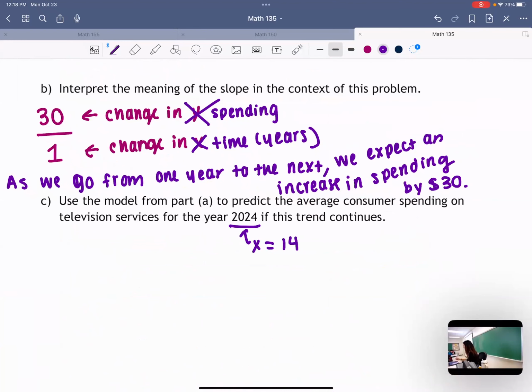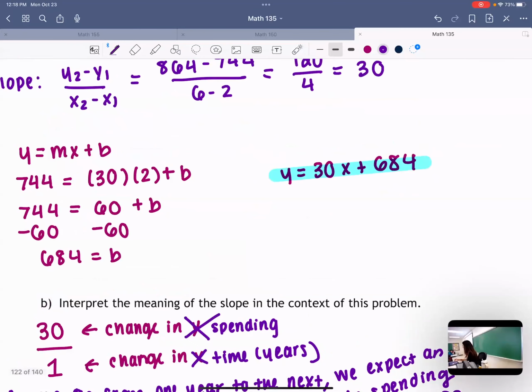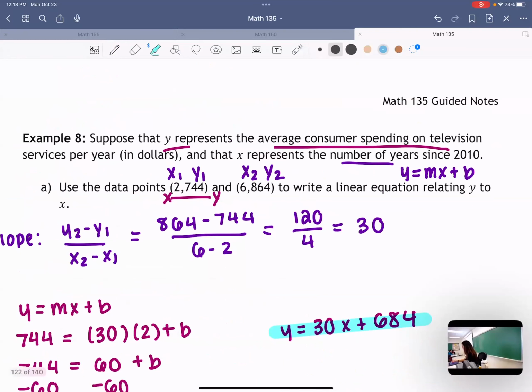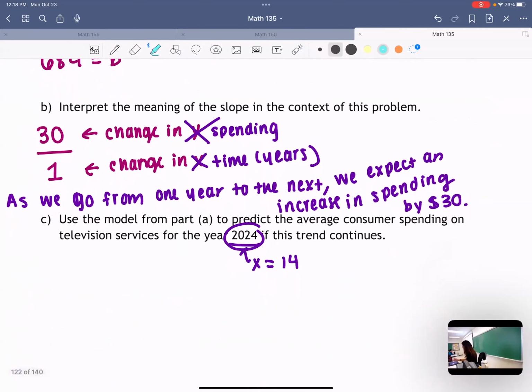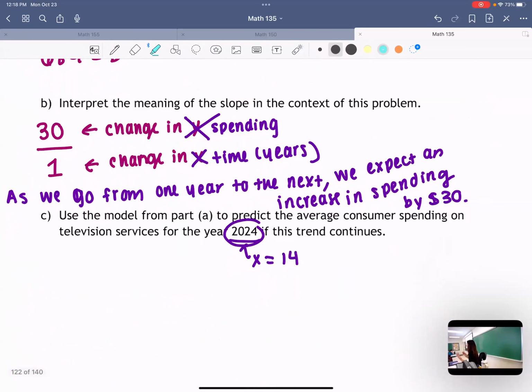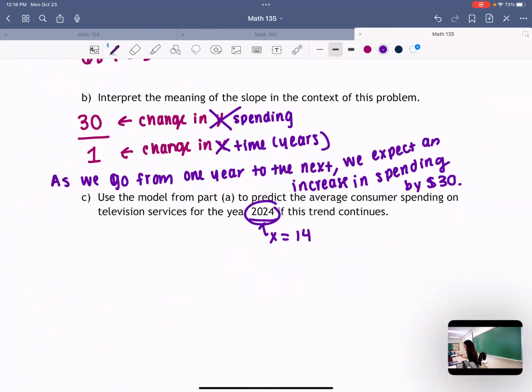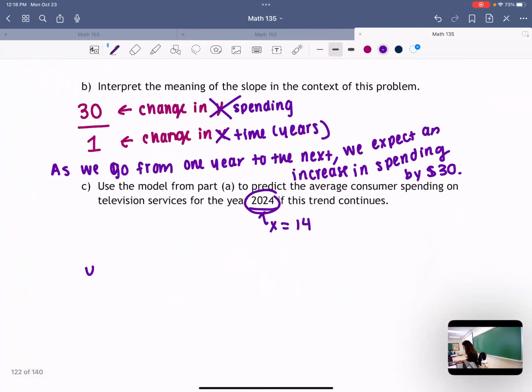14, right? Because let's think about what X is. X represents the number of years since 2010. Oh, this is a really low question, right? So if X is the number of years since 2010, that means 2024 is 14 years since 2010. So we're actually plugging in 14 for X instead of 2024. Let's go ahead and do that. Y equals 30 times 14 plus 684.